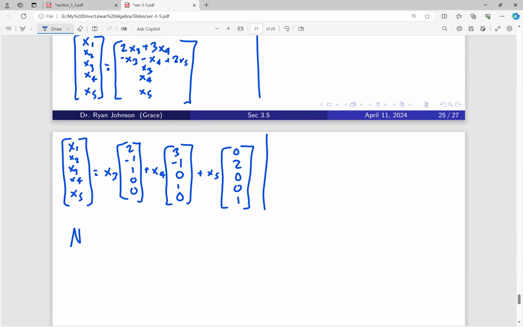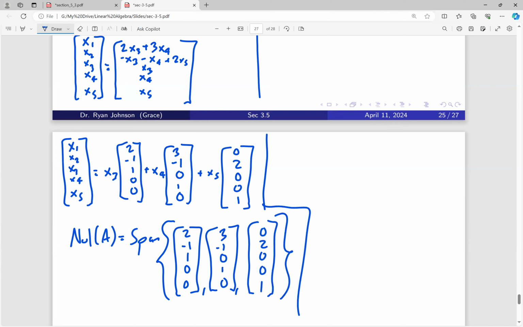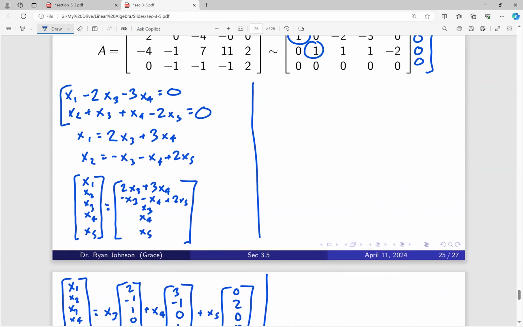And thus, the null space of A equals the span of, I'm going to use a big curly bracket for this, 2, negative 1, 1, 0, 0, and 3, negative 1, 0, 1, 0, and 0, 2, 0, 0, 1. Okay, so that is the book's way of finding the null space of the matrix.